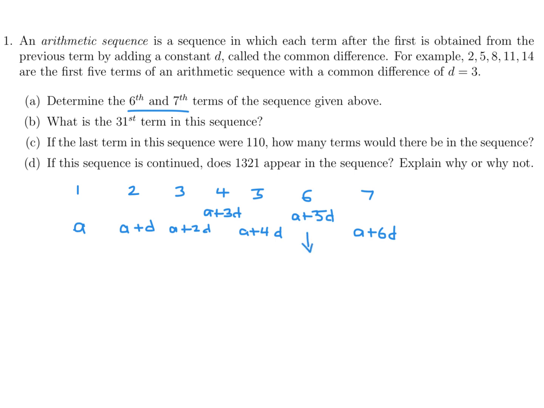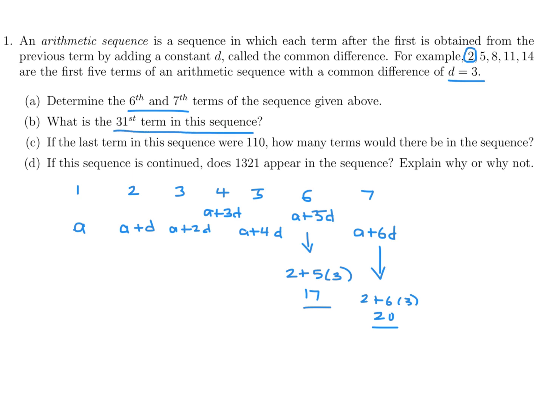So the 6th term: a is the first term, so that's 2, plus 5 times d, and d they told me is 3. So that would mean this is 17. And then very similarly, that's going to be 2 plus 6 times 3, which is 20. So the 6th term is 17, and the 7th term is 20.